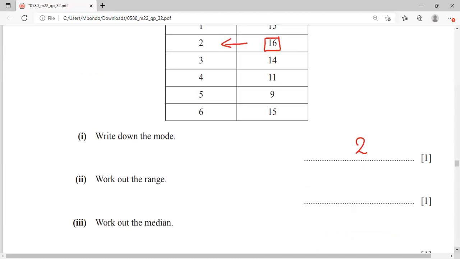All right. Work out the range. Range is equal to the highest number minus the lowest. So we have 6 minus 1. That is going to give us 5.